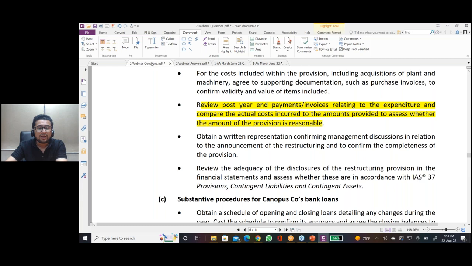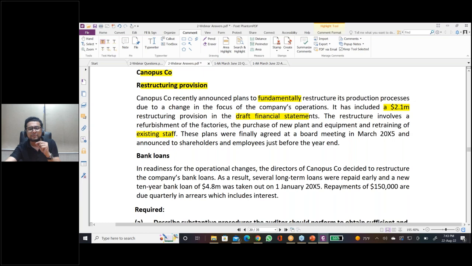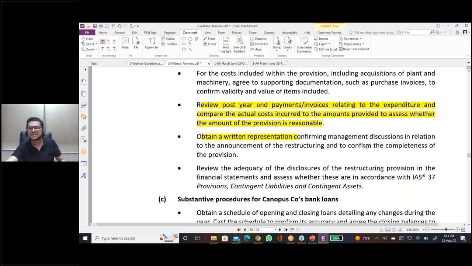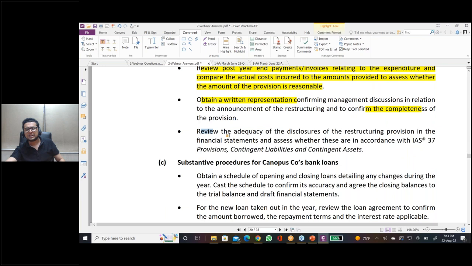Is this something relevant to the management? Is this something relevant to the judgment? Yes. Obtain the written representation from the management and make sure that this 2.1 million is complete and they have not missed out anything. Last but not least, review the adequacy of the disclosures with respect to IAS 37 provisions, contingent liabilities, and contingent assets. Make sure that the disclosure is adequate and in line, and there's nothing missed out.